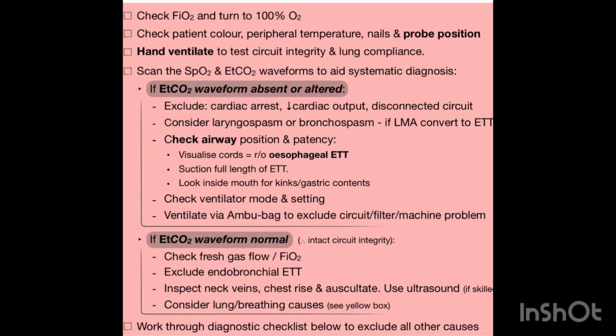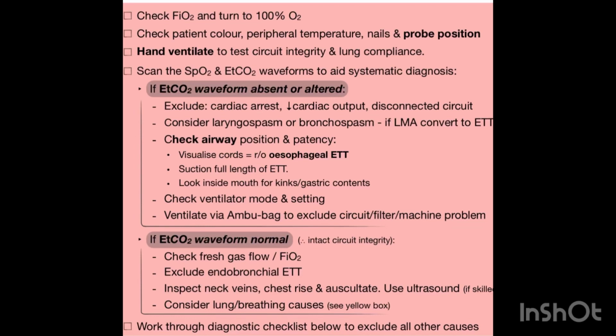If the EtCO2 waveform is normal, check fresh gas flow and FiO2. Exclude an endobronchial ET tube. Inspect neck veins, chest rise, auscultate, and use ultrasound. Consider lung and breathing causes. Work through the diagnostic checklist below to exclude all the other causes. So this is the first response when the patient gets desaturated, and next we go for further common causes.